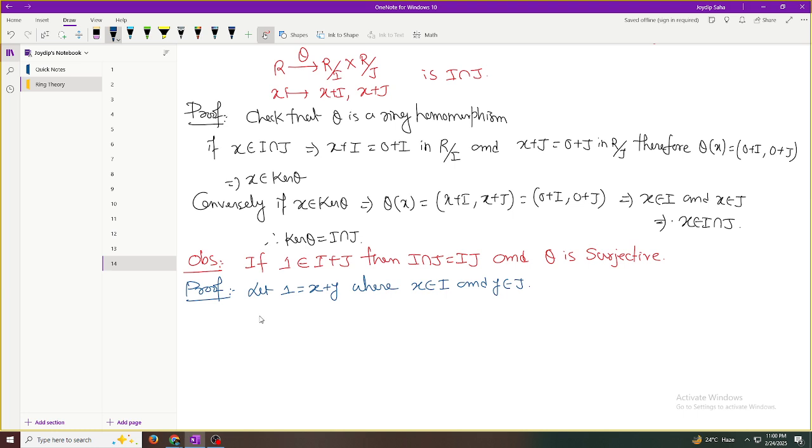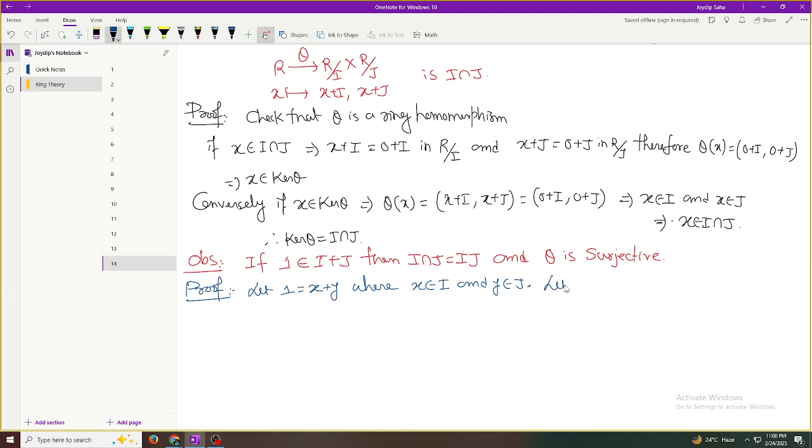It is always true that ij is a subset of I intersection j.